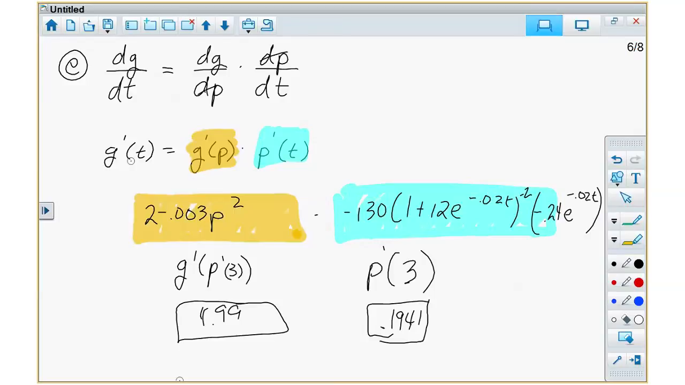And somebody, I didn't get to do it. What'd you do when you multiplied those two? 0.388. Does it keep going? So wait, what is 1.96? That's G of P, G of P of 3. In other words, you take this number, 0.1941, plug it into this, and you got that.